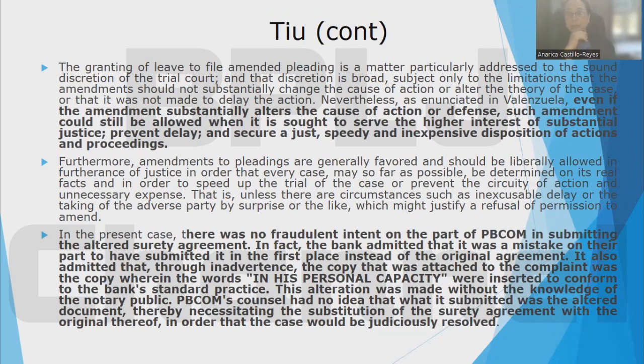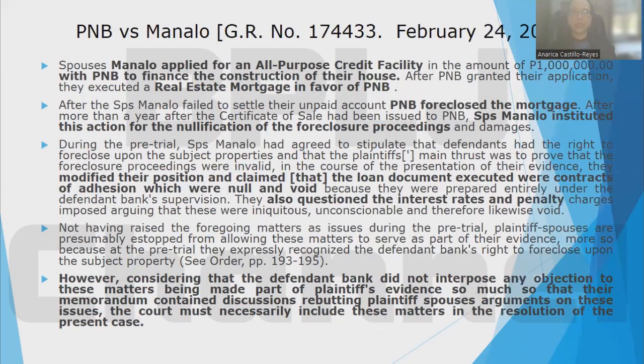The bank admitted that it was a mistake on their part to have submitted it instead of the original agreement. It also admitted that through inadvertence, the copy that was attached to the complaint was the copy wherein the words "in his personal capacity" were inserted to conform to the bank's standard practice. This alteration was made without the knowledge of the notary public. PBCom's counsel had no idea that what it submitted was the altered document, thereby necessitating the substitution of the surety agreement with the original in order that the case would be judicially resolved.